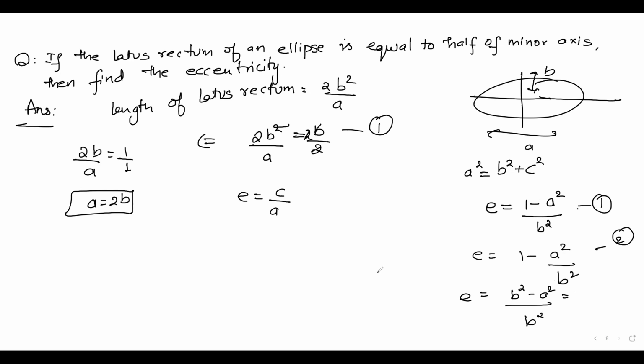I guess there is some mistake. Is it correct, or is this b square by a square? So actually the first formula was b square is equal to a square into the whole 1 minus e square. Actually, we have this one, e is equal to c by a.